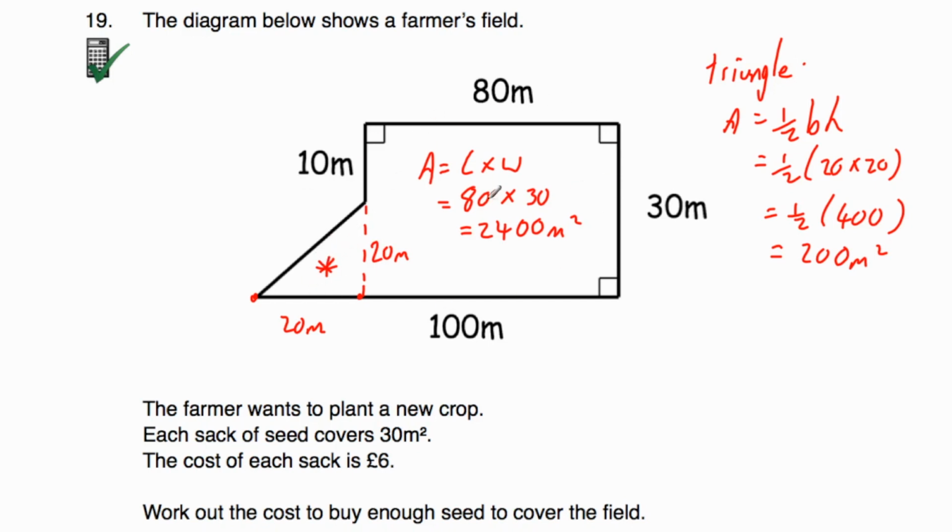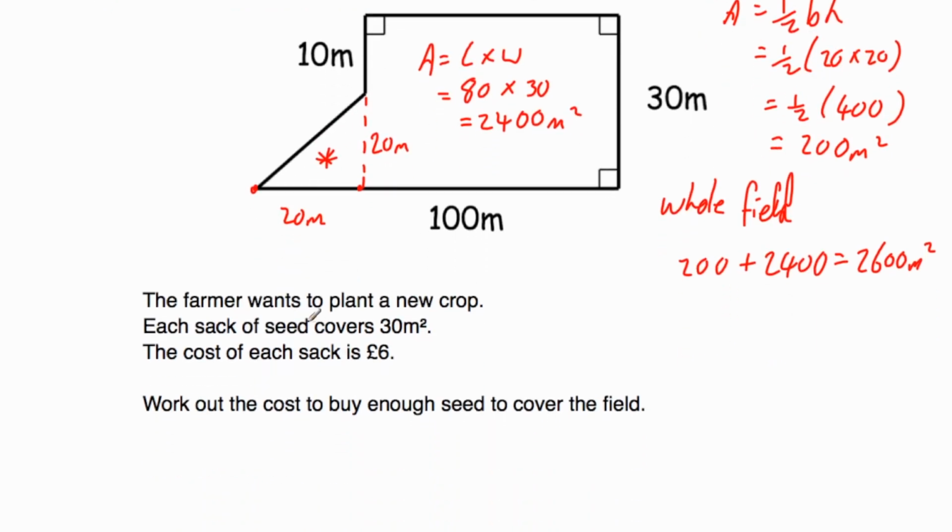So the area of the whole field would be 200 plus 2,400, and that would give us the area of the whole field. 200 plus 2,400 is equal to 2,600 meters squared, or square meters. So that's the area of the whole field.